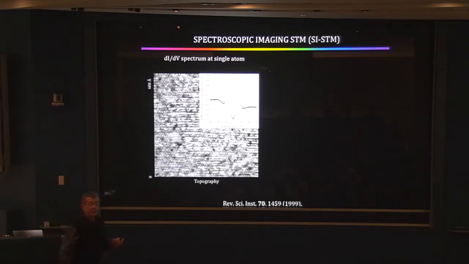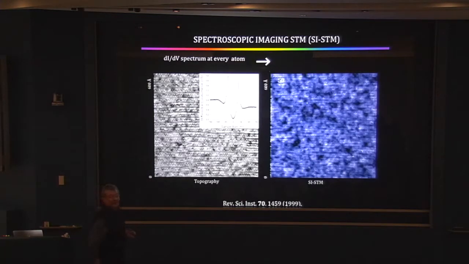Now you know psi squared at that first atom. Okay, so the rest is logically trivial. Why don't you just measure that at every atom? Move to the second atom, do the same thing. Move to the third atom, do the same thing. There's about 60,000 atoms in this field of view.